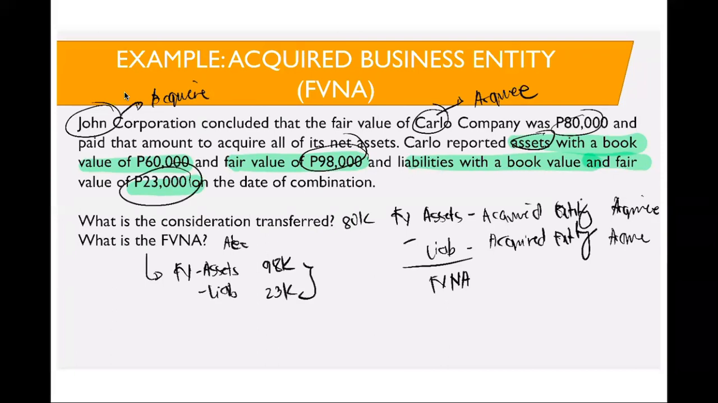So what is the net asset of Carlo? 98 less 23, the FVNA is equal to 75,000 pesos. Okay, so for FVNA, it is quite easy. You just need to deduct the liability out of the assets. So just remeasure the assets of the acquiree at fair value, and remeasure the liability of the acquiree at fair value. Okay.